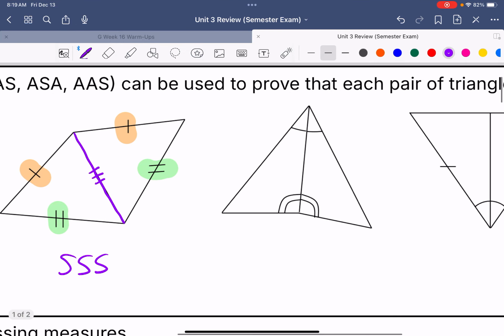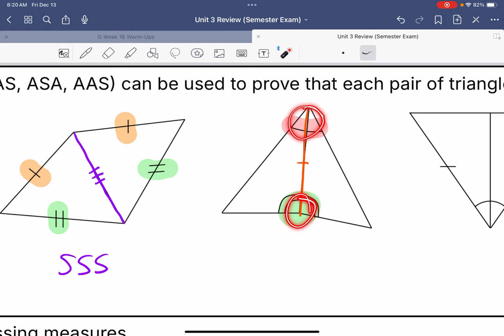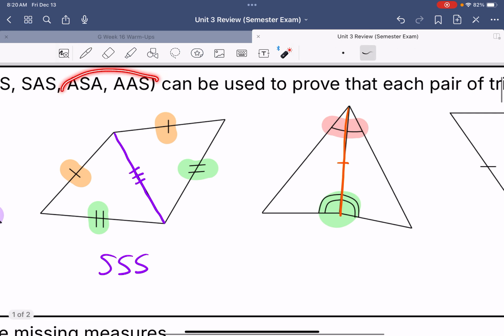Okay, next one. We have one angle with the one ring. I have another angle that has two rings. And then like the one previous to this one, this side belongs to both triangles, so it would be congruent to itself. So we have two angles and one side. Same as before, it might be one of these two, but you have to pay attention to the order. It is angle, side, and then another angle.